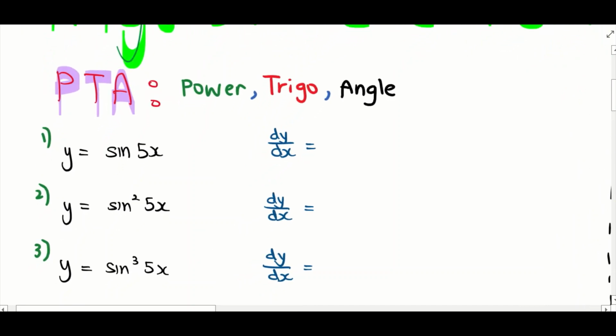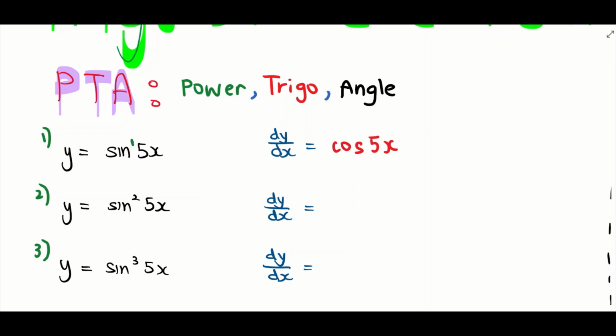Okay, let's look at the very first example. Y equals sine 5x. Do I need to do the power step? My power is 1, right? So technically, I don't need the power step. I can start with the trigo. Differentiate sine, give me cosine, right? So cosine, I will leave the 5x. This is my trigo step.